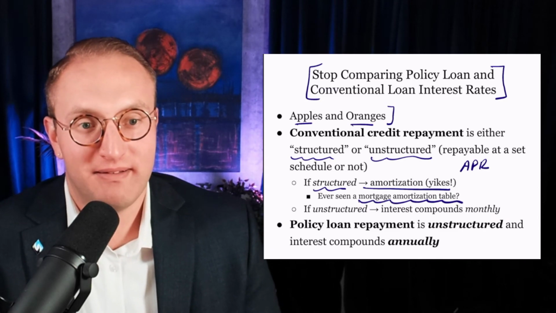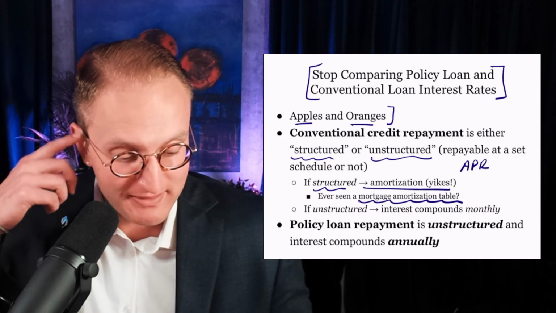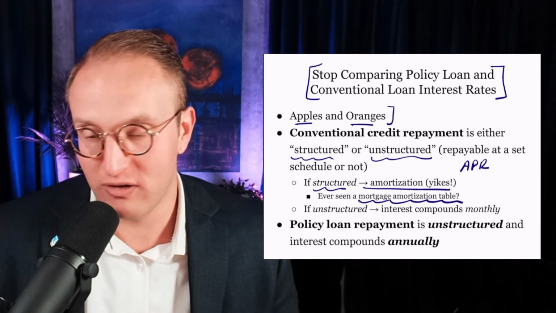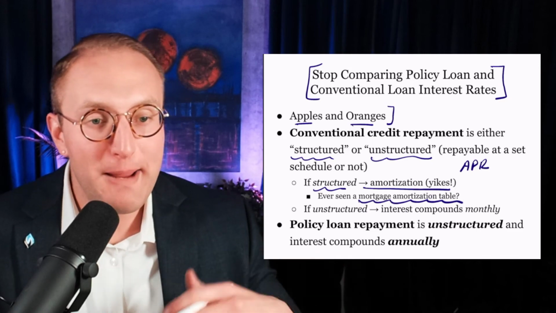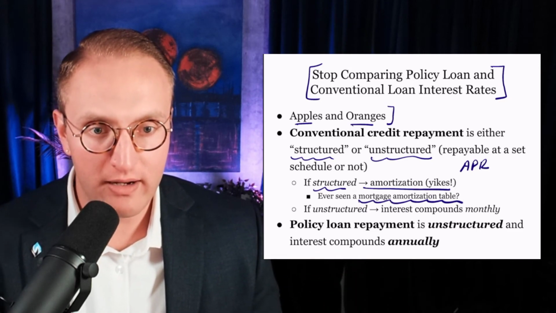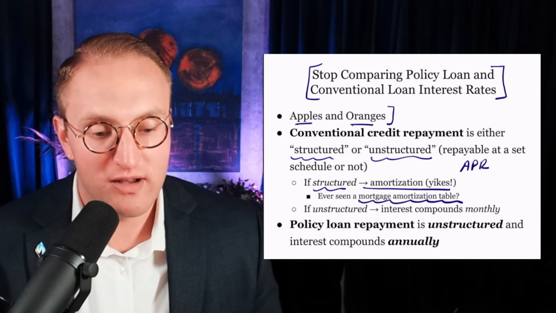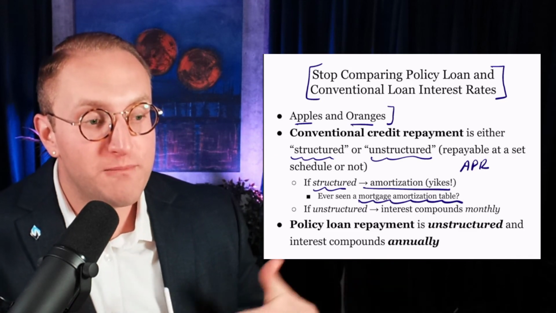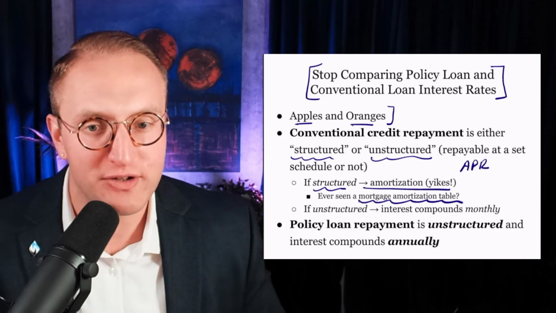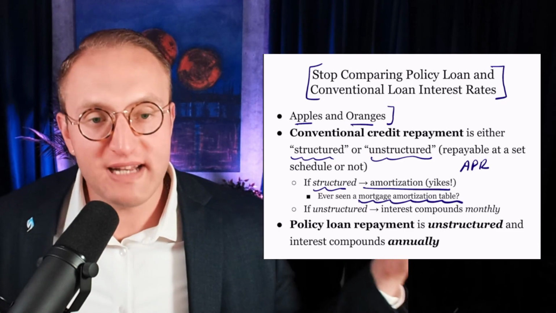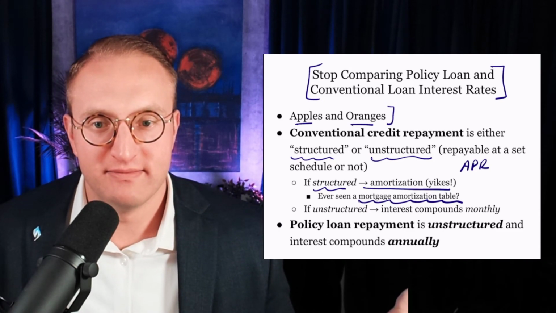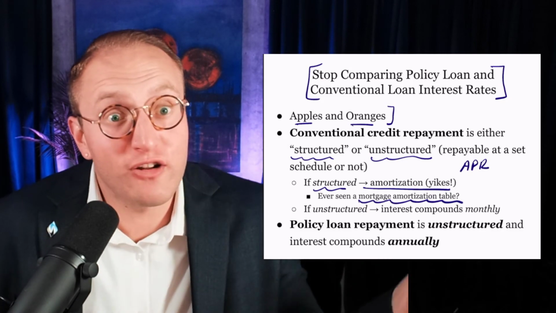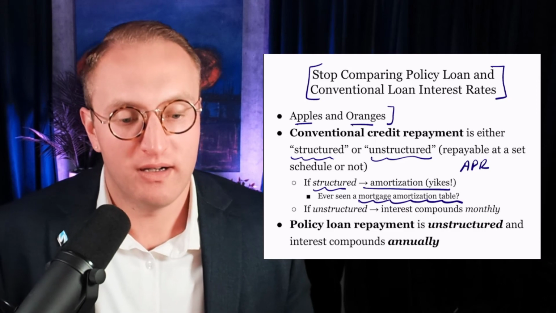APR is made up. It's a creature of the Truth in Lending Act, I think of 1973. It's a subject for a whole other time. But if the APR on a mortgage is 2%, but over the 30 years of the mortgage I pay 45% of my repayments to the company in interest, then what does an APR of 2 mean? It is what it is. Maybe there's other value. I don't know.